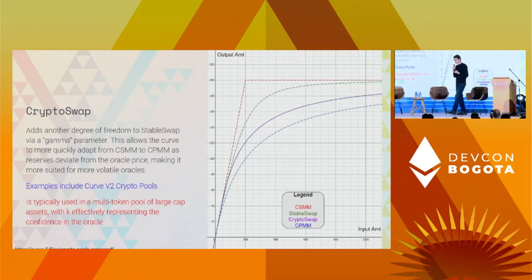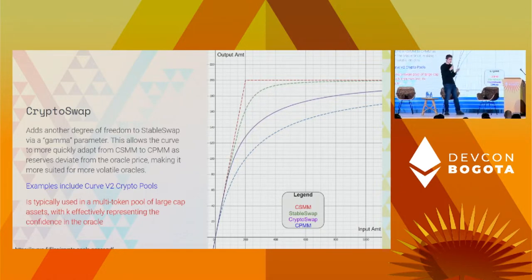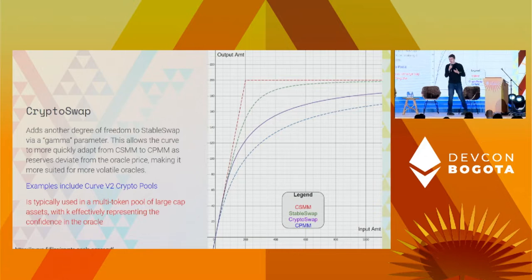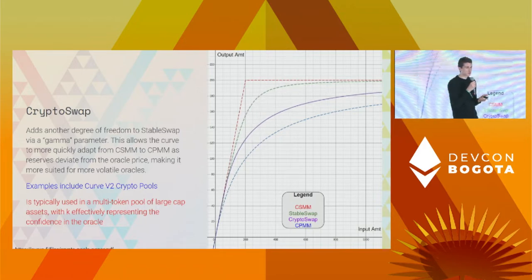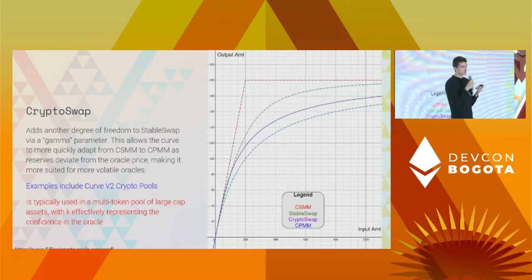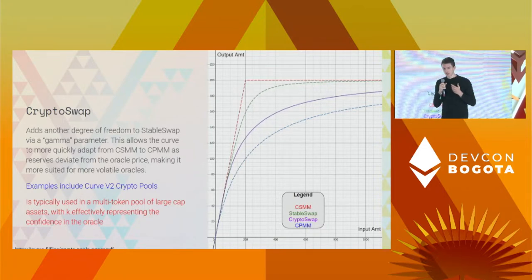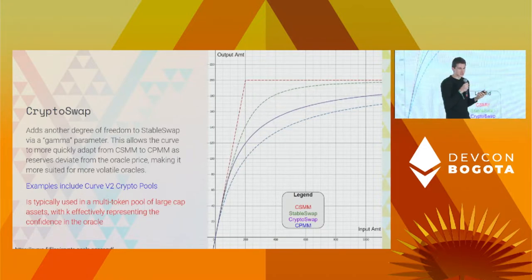And so on the right in the trading curves, what you're seeing is the StableSwap curve for reference in green next to the CryptoSwap curve in purple. You can see for very small inputs, the CryptoSwap curve is actually closer to the constant sum, whereas for very large inputs, it's much quicker to adjust away from the constant sum towards the constant product as it switches over to price discovery, right? So this allows it to be used for more volatile oracles and non-one-to-one pegs, which makes it very powerful and allows Curve to essentially expand to other options.